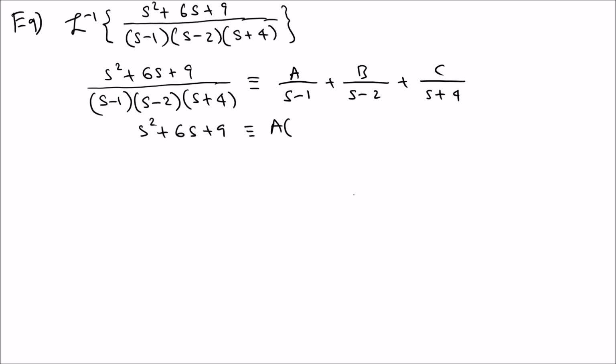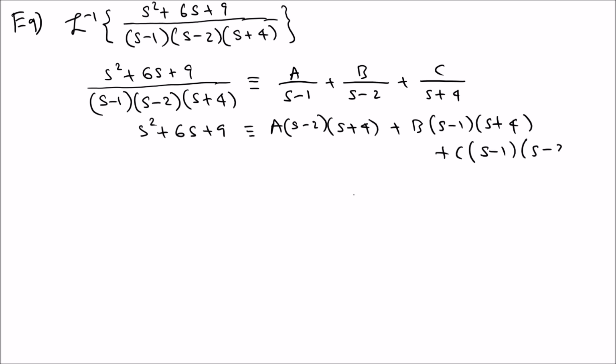We have a little bit of writing here. So it is A(s minus 2)(s plus 4), and then B(s minus 1)(s plus 4), and then C(s minus 1)(s minus 2). That's the only step we want to write, because then you're going to get A, B, C right there. For example, if you want to find A, see what is common to the others. Is this common to the other two? If you plug in s equal 1, the other two terms get cancelled, you get A. That's the secret. So we're going to substitute s equal 1.